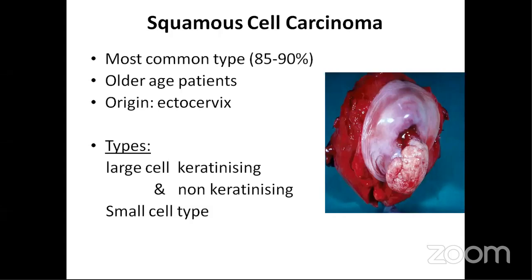So squamous cell carcinoma is the most common type, and usually you see it in older age patients, and the origin of the tumor is from the ectocervix. So you can see in this picture there is a mass at the transformation zone, or around the os. So what are the types based on histology? We have large cell keratinizing type, large cell non-keratinizing type, and also small cell type of squamous cell carcinoma. The prognosis is much poorer because these are poorly differentiated cells.